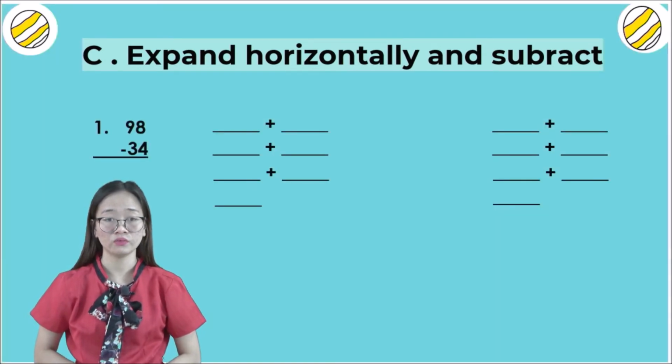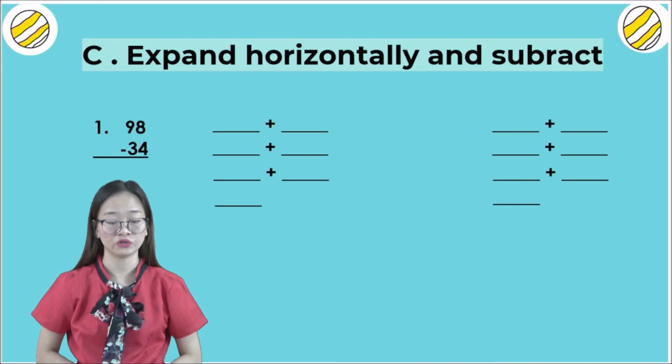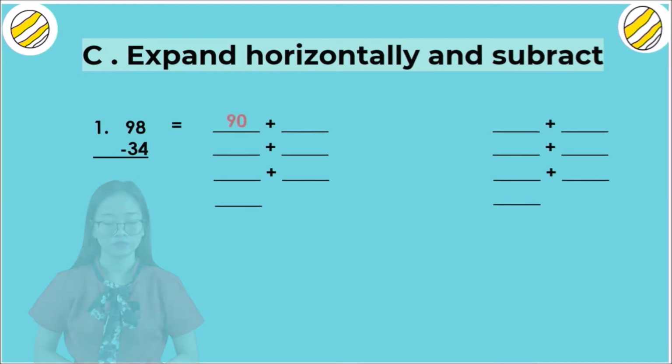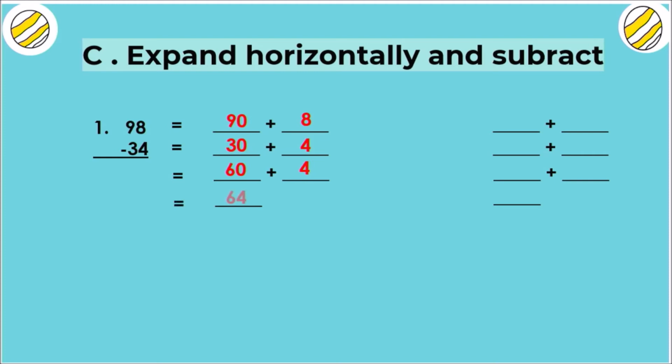Okay. So we have 98 minus 34. So we rename the 90 into 90 tens and 8 ones. And then we rename the 34 as 30 tens and 4 ones. So the answer is 8 minus 4 is equal to 4 and 90 minus 30 is equal to 60. So 60 plus 4 is equal to 64. So that is number 1.